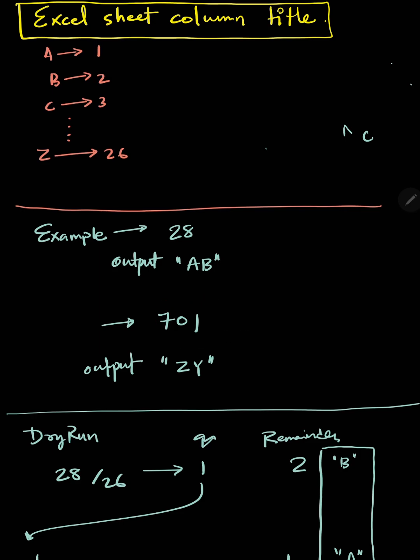So these are some examples. Usually what happens is A is denoted by 0, B is denoted by 1, C is denoted by 2, so Z is denoted by 25. But here it's a bit different: A is denoted by 1, B is denoted by 2, and so on. So we have to keep that in mind.